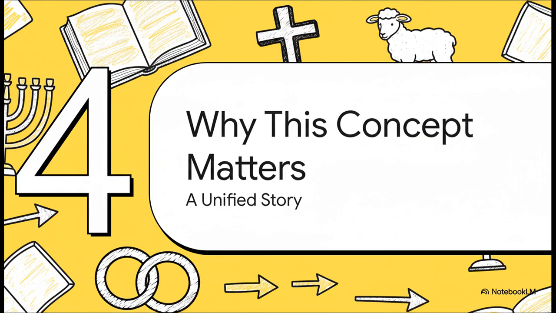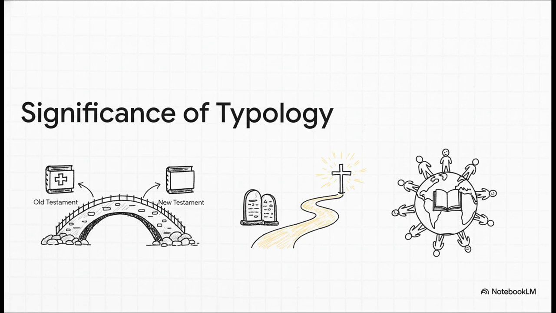Okay, so we've seen what typology is and how it works, but the real question is, so what? Why does this even matter? What's the real significance of looking at it this way? Well, it all comes down to the idea of a single, unified story. Typology is really significant for 3 main reasons. First, it connects the Old and New Testaments, showing them not as separate books, but as 2 acts in the same grand play. Second, from a theological point of view, it suggests a divine plan, with the Old Testament intentionally paving the way for the New. And third, it implies the story has a universal message, one that extends way beyond its original audience, to all people, everywhere.